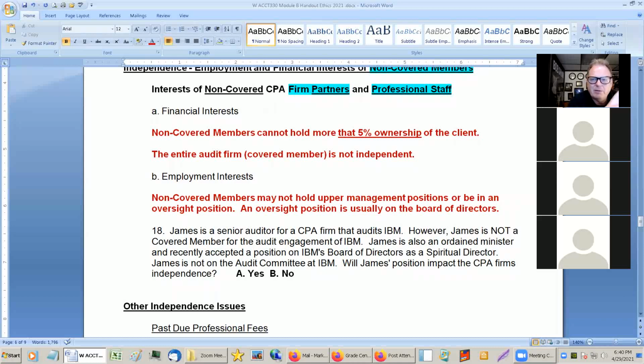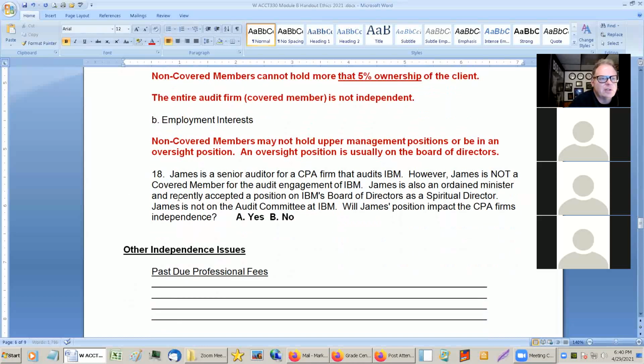Sometimes in banking, everyone's a director. You'll come in from first year out of school, and you'll be a director. But generally looking at people higher up in the company, you can't be in upper management, and you can't be on basically the board of directors. Okay, so let's go down here.